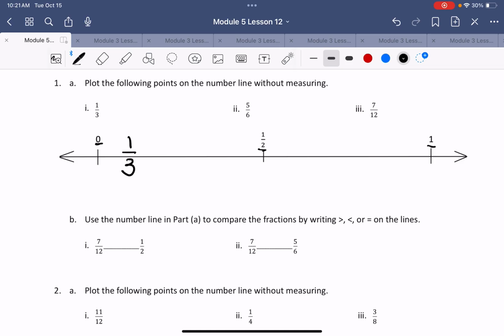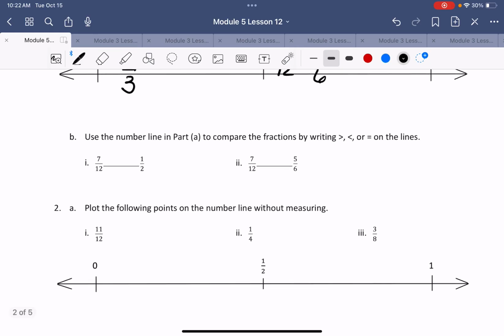We think 5/6. Half of 6 is 3. 5 is more than that. So we're going to think about that one going closer to 1/2, but after 1/2, before the 1 whole. So 5/6. 6 is half of 12. So for 7/12, that's very close to 1/2. It's only one number away. So we're going to put 7/12 closer to 1/2.